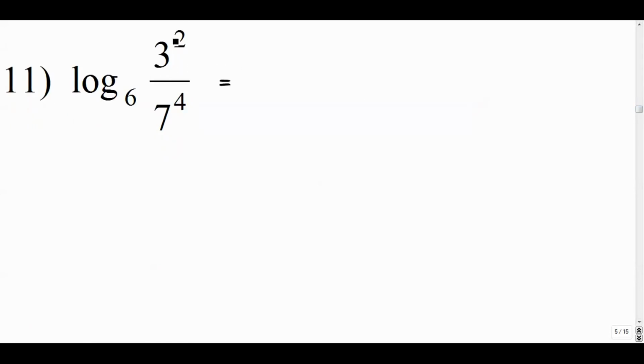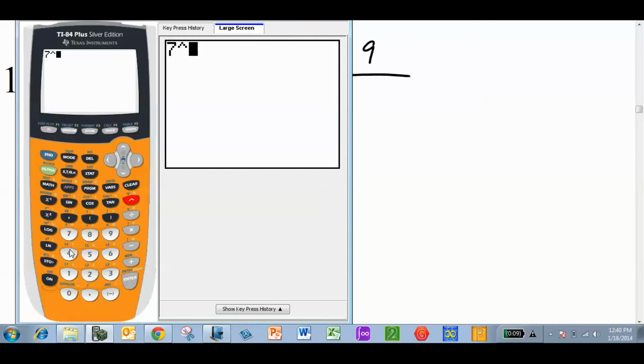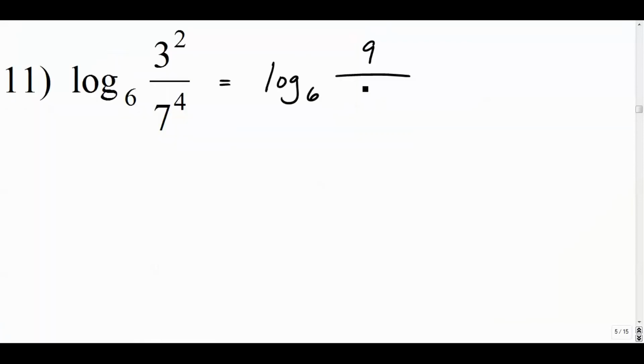For this one, you can probably just turn this into a 9 first. 3 squared is 9, so let's do that. Log base 6, 9 over, what is 7 to the 4th power? Let's see. 7 to the 4th power, 2401. So I'll just translate that into subtraction.